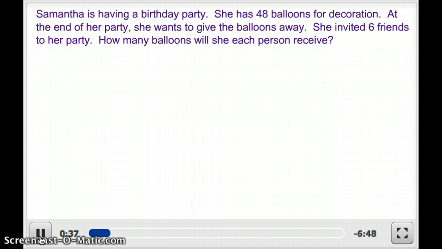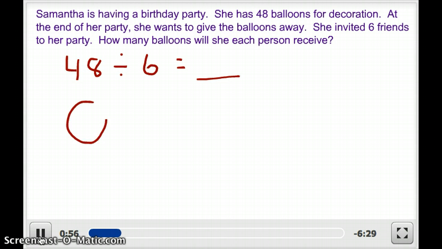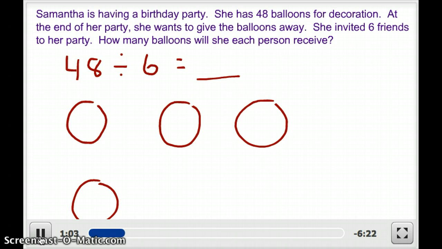I realize that this story is asking me to divide 48 balloons amongst 6 people. The 48 is my dividend, and the 6 is my divisor. I'm looking for the quotient. If I use pictures to divide, all I need to do is make 6 circles. Those will represent the 6 friends who've come to Samantha's party.